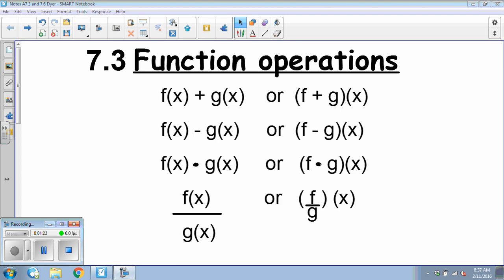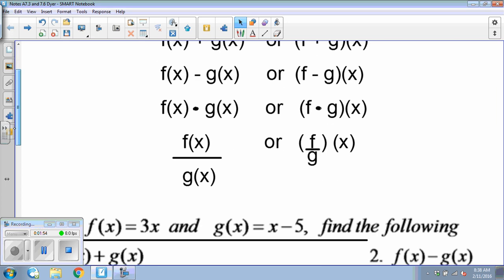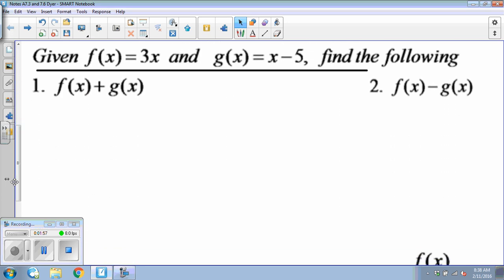Okay? And the last one is division. The first one is usually very obvious. This set of notation on the left, it's very obvious what they want you to do. The notations on the right, you might think, I don't know what I'm supposed to do. So whatever they're saying, add f to g, or subtract f minus g, or f times g, or f divided by g, it's just a shorter hand way of writing to add, subtract, multiply, or divide the two functions. So you're not solving.